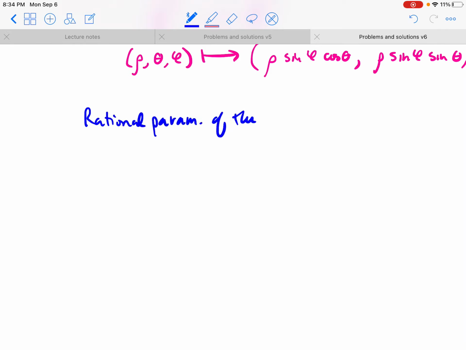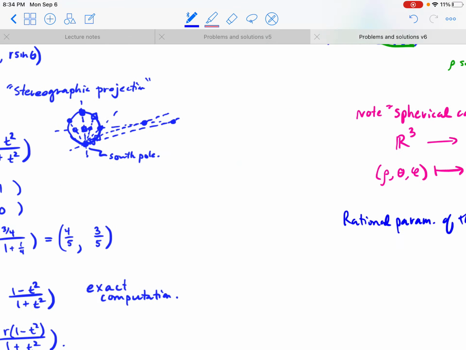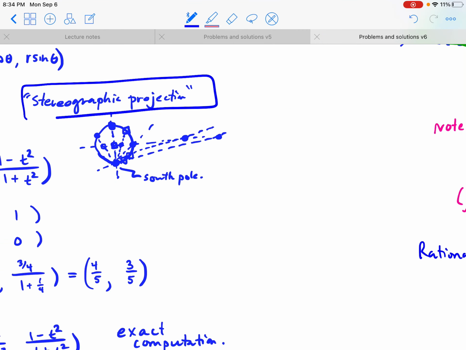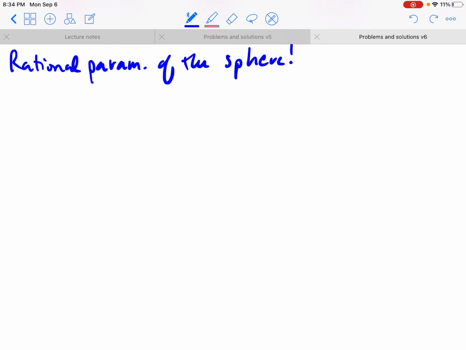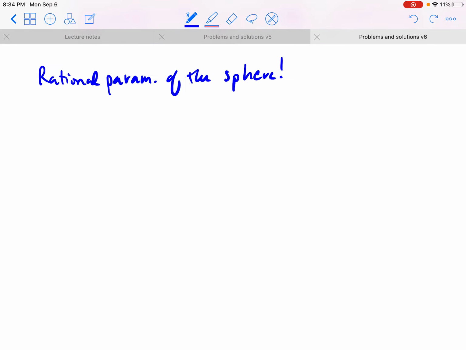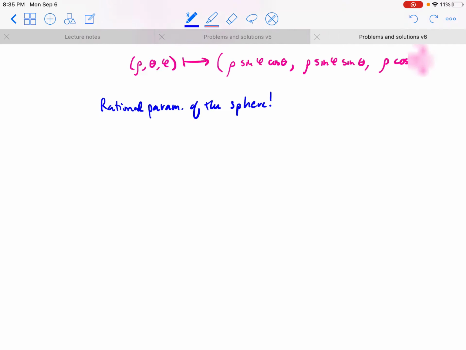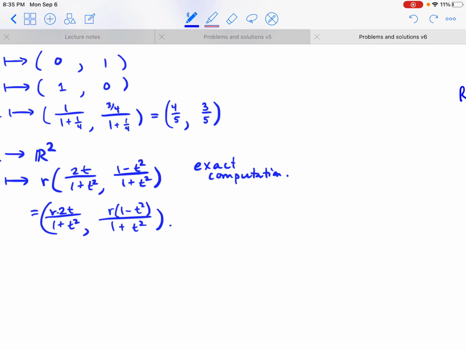Rational parametrization of the sphere. And this is the stereographic projection that I mentioned before that you should look up on Wikipedia. At this point, I think you should just be aware of it. It gives you a third way to look at a sphere. And here's what it does.